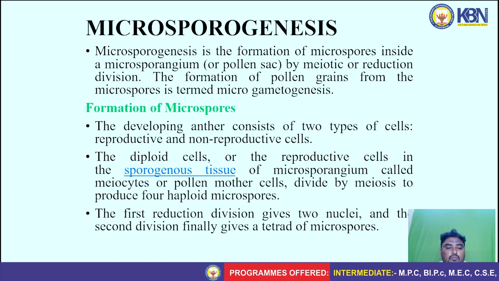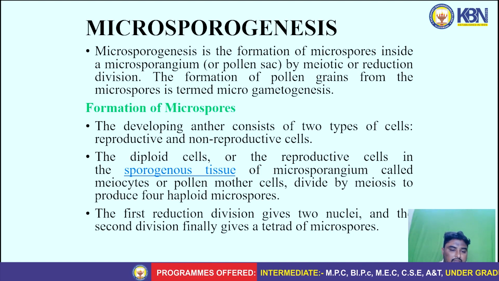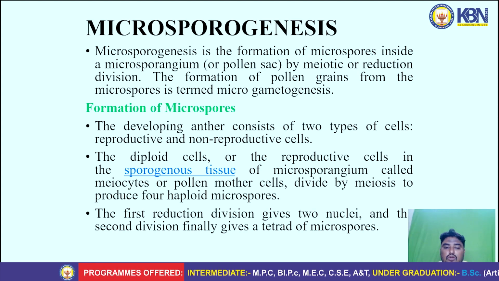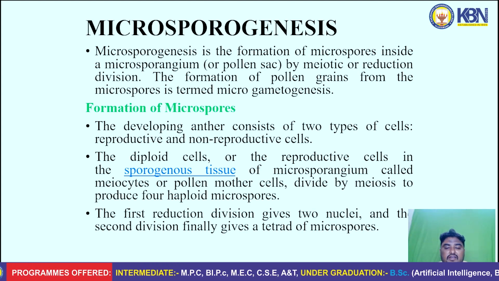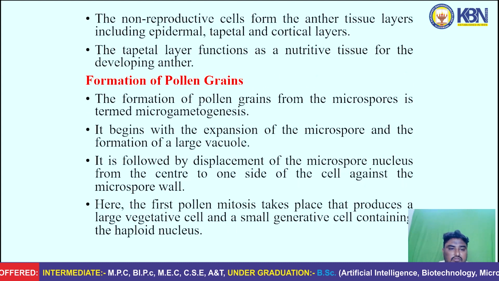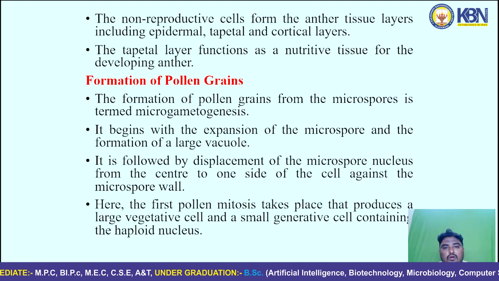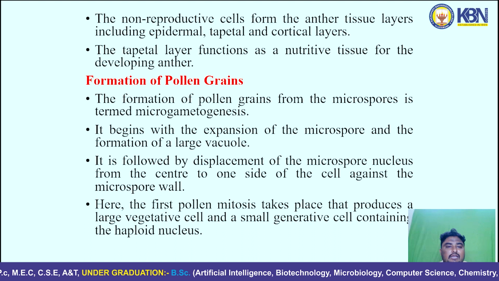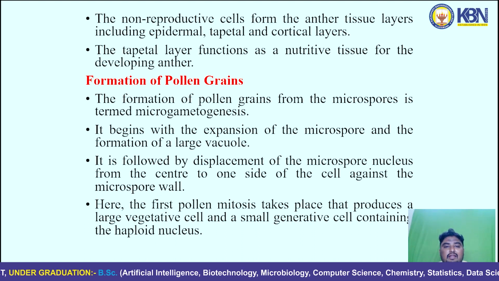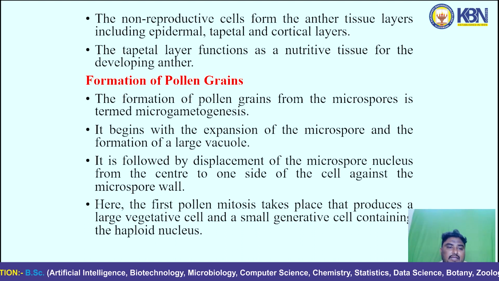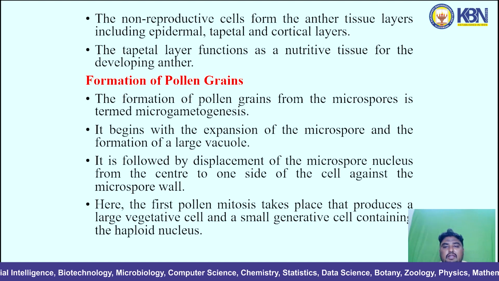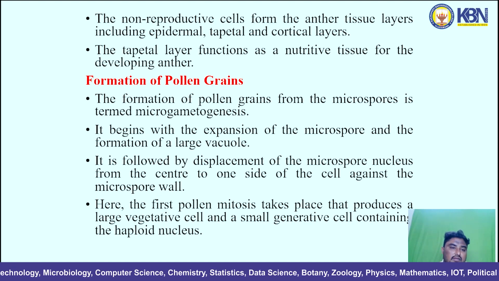which divide by meiosis to produce the 4 haploid microspores. The first reduction division gives 2 nuclei and the second division finally gives a tetrad of microspores. The non-reproductive cells form the anther tissue layers including epidermal, tapetal, and cortical layers. The tapetal layer functions as a nutritive tissue for the development of the anther.